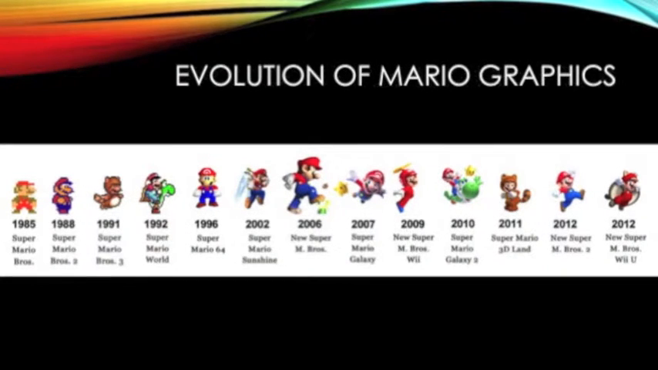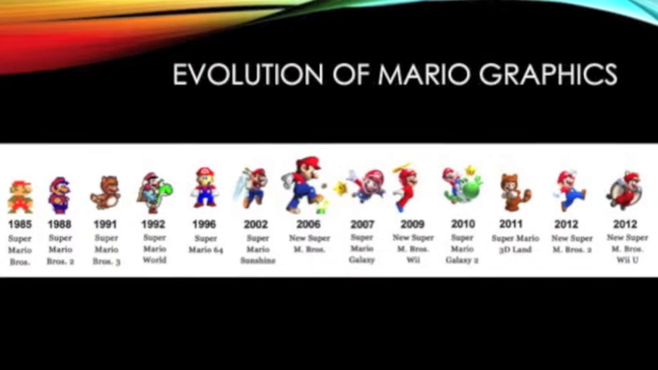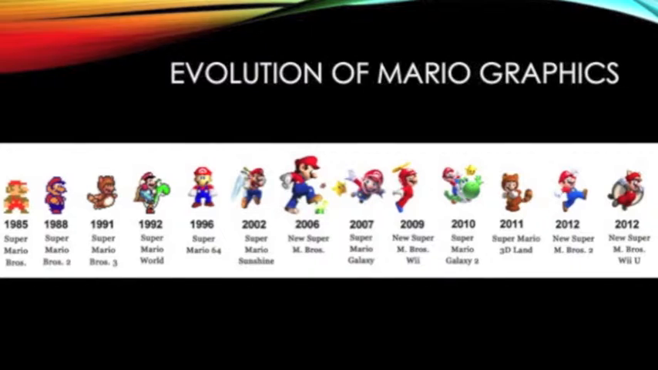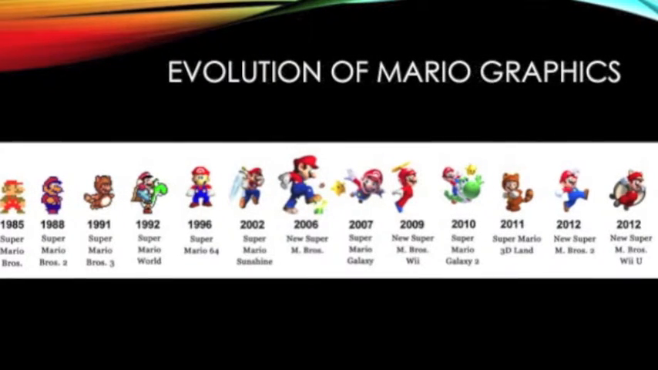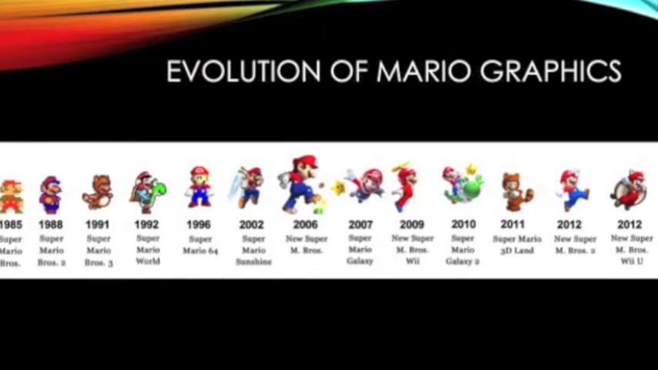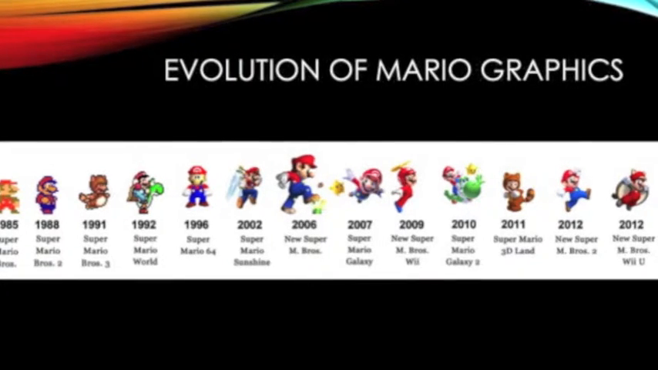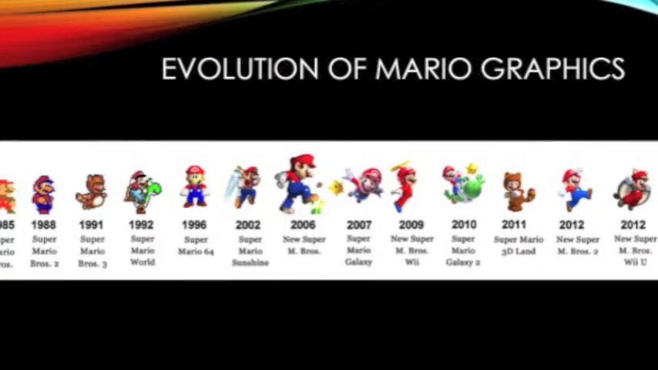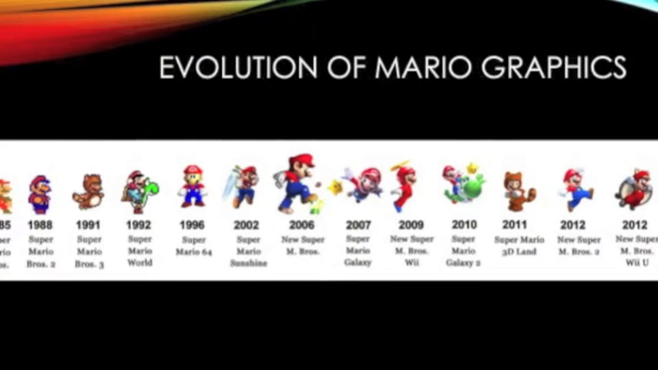This slide provides a chart of the evolution of Mario graphics from 1987 to 2012. You can see the development of Mario games from the NES console to the Nintendo 64 to the Wii, and so on. Each provides a different timeline of the evolution of Mario graphics. You can see how graphics have evolved through the decades.